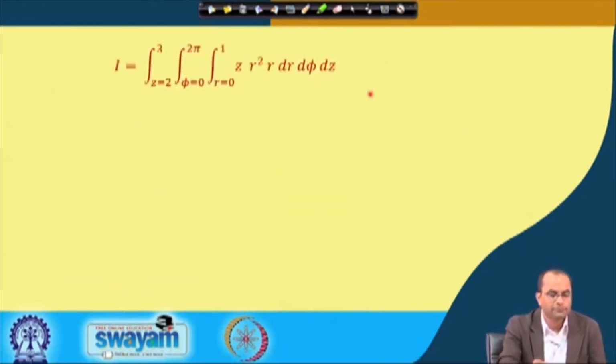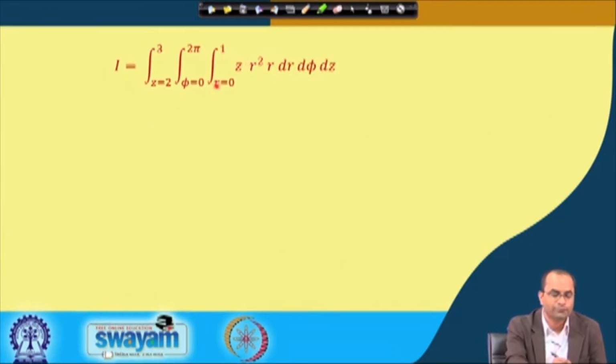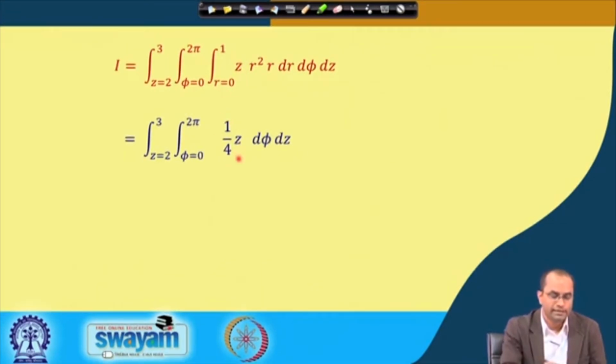So, this is the integral we want to evaluate. First we will go with the evaluation of the integral with respect to r. Here we have r cube dr, and r goes from 0 to 1. So, when we integrate r cube we get r 4 divided by 4, and when we put the limits 0 and 1, we get nothing but 1 by 4, and the z remains as it is, and we have two more integrals now, with respect to phi and with respect to z.